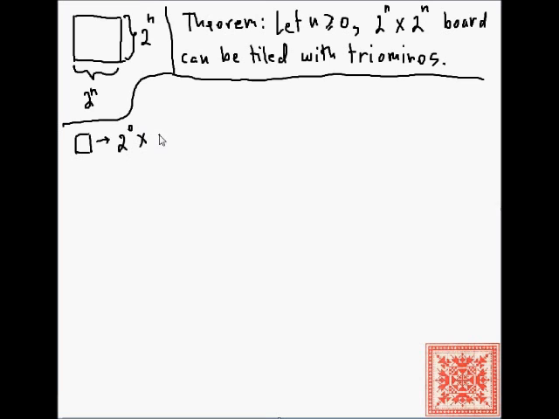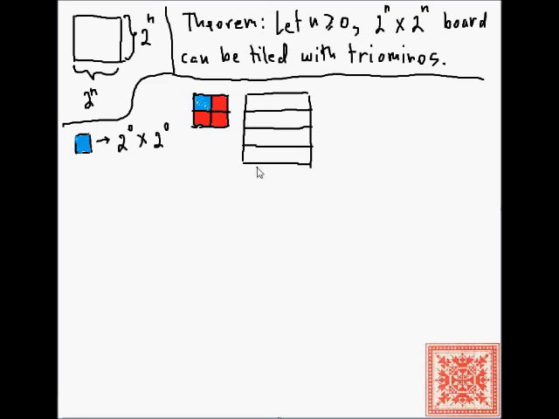Let's start with the base case. The smallest board is 2 to the 0 by 2 to the 0. By definition, that smallest board has nothing but a missing tile, and it can be trivially tiled with 0 triominos. Now the next value of n is 1, and we have a 2 by 2 board, and as we have seen already, any 2 by 2 board with a missing tile can be tiled with a triomino.